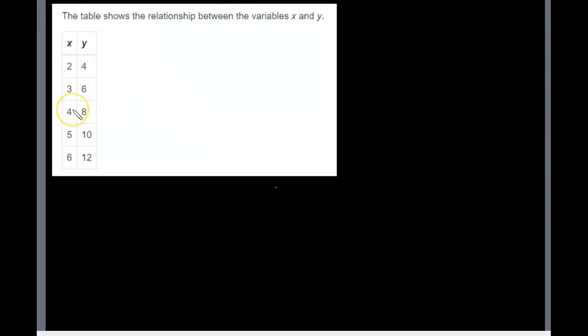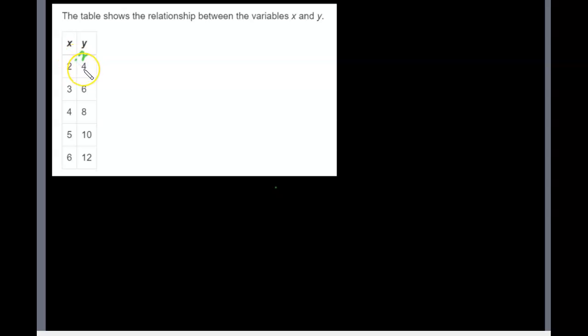How am I getting, what do I do to the x to get the y? That's really what I'm thinking about here. What do I need to do to the x to get to the y? So let's see. 2, how do I get from 2 to 4? I can add 2 or I can multiply by 2.